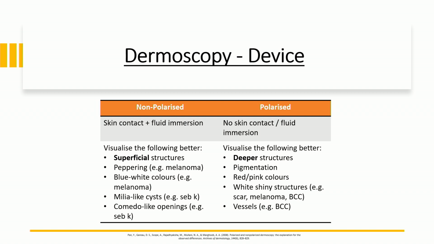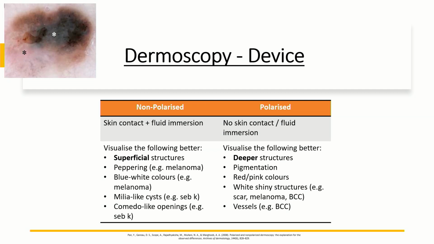So the non-polarized mode is better to visualize superficial structures: peppering that you see in melanoma, blue-white colors, again in melanoma, milia-like cysts in seborrheic keratosis or HWAT, and comedo-like openings like in seborrheic keratosis. Whereas polarized mode is better to visualize deeper structures, so things like pigmentation, red-pink colors, white shiny structures, and vessels.